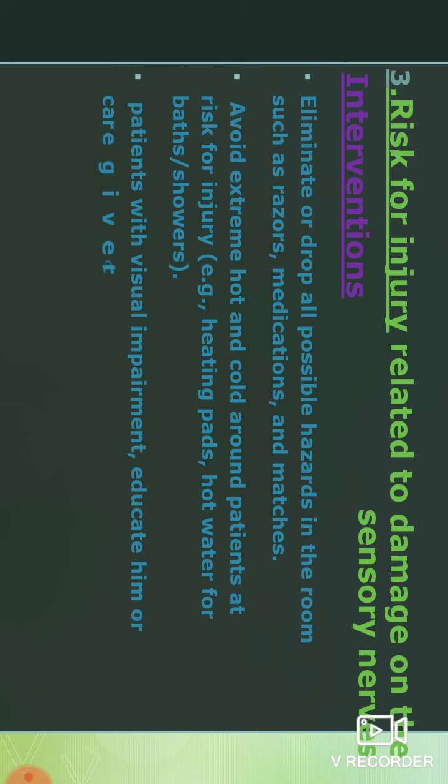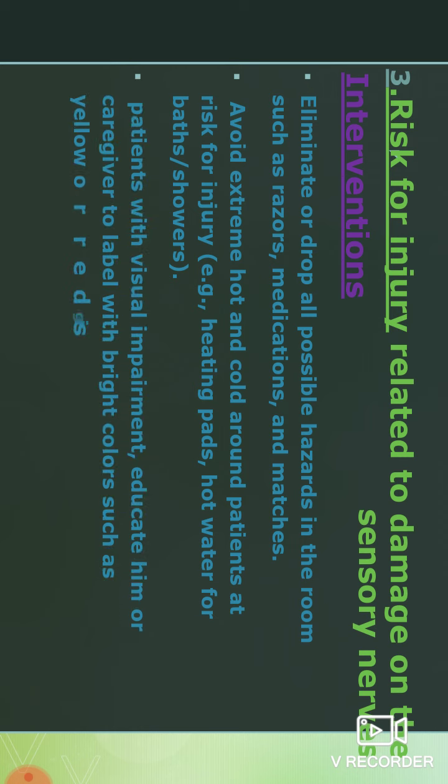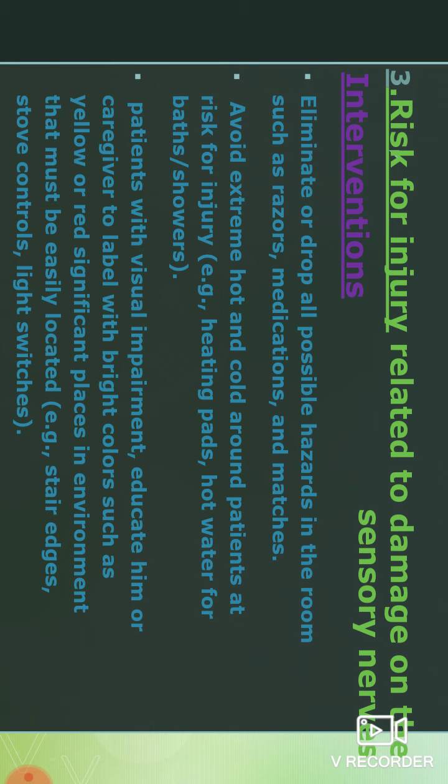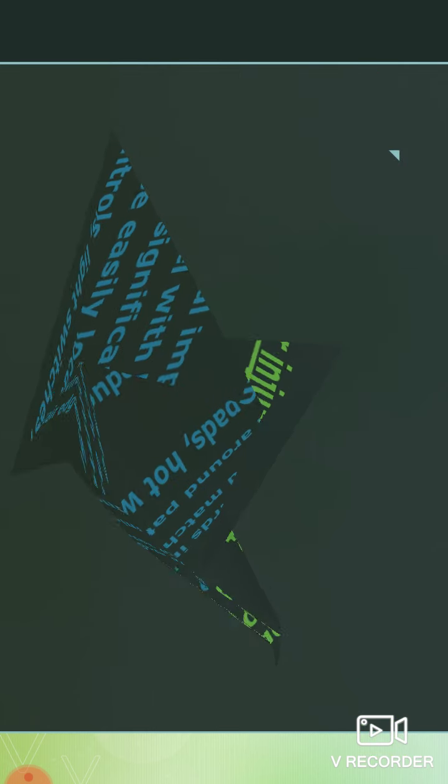For a patient with visual impairment, educate him or her and the caregiver to label with bright colors such as yellow or red significant places in the environment that must be easily located, that is stair edges, stove controls, light switches. So these are the nursing diagnoses of leprosy.